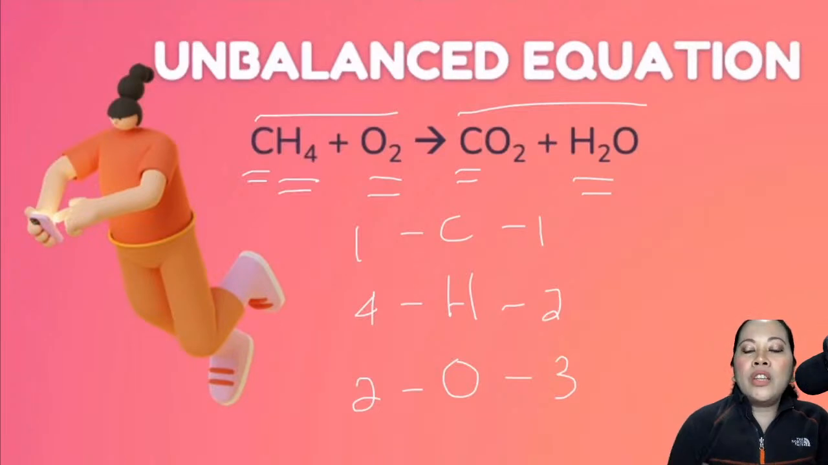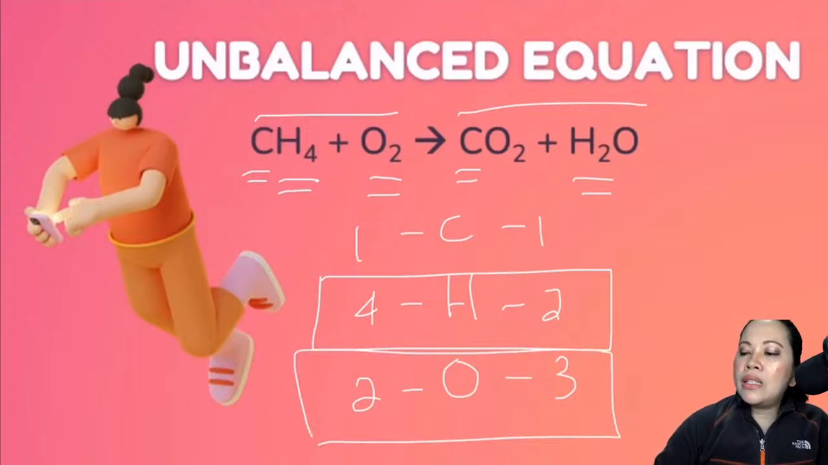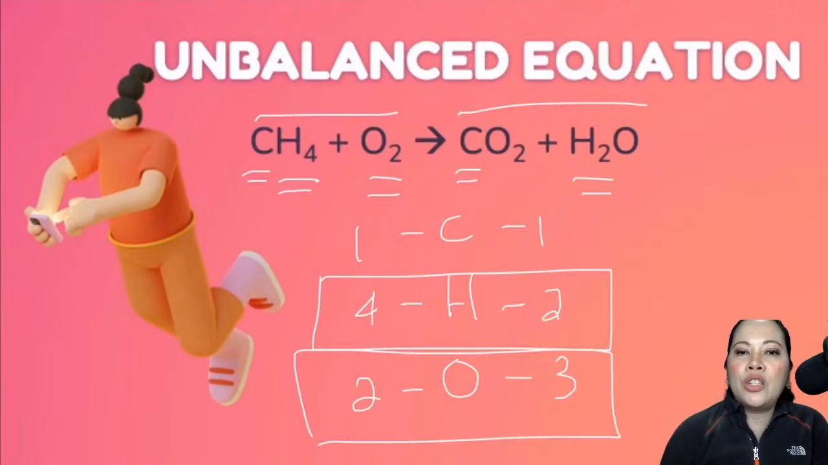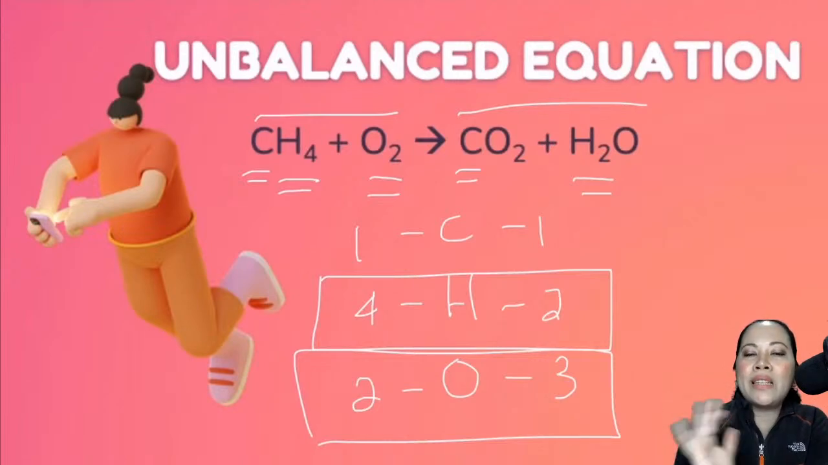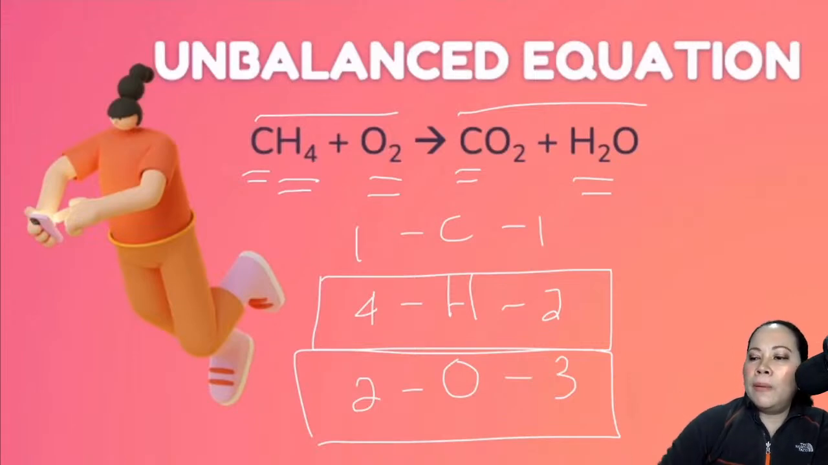So when should they be balanced? When these numbers are the same or equal, and these numbers are also the same. The number of hydrogens on your reactant side and your product side should be the same. The number of oxygens on your reactant and product side should also be the same. So that would be balanced. So how do we balance them? We balance them by placing coefficients. We don't change subscripts because that would change the entire molecule. We cannot change a molecule. We change only the number of molecules.